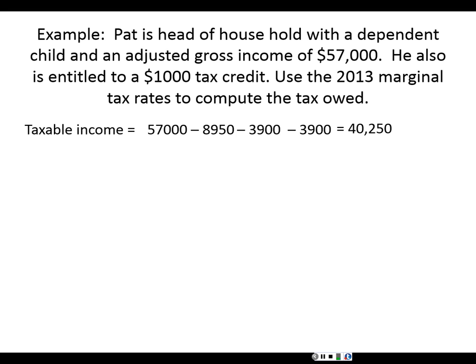That leaves me with $40,250 worth of taxable income. So I go to the tables with $40,250. No matter where his income falls, he's only going to pay 10% on the first $12,750 worth. So 10% on the first $12,750.